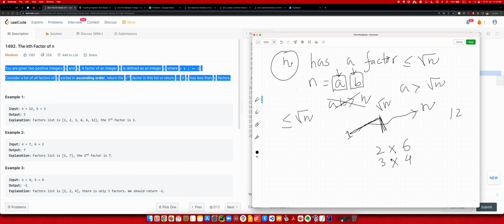Then we'll stop here because root 12 equals 3 point something. So 1 into 12, 2 into 6, 3 into 4. This is the approach. So the time complexity will become O(root n).